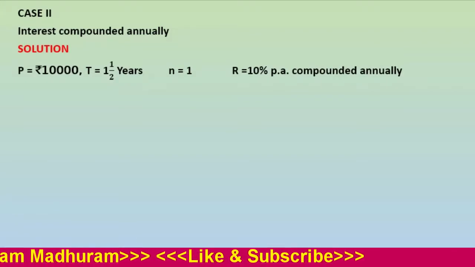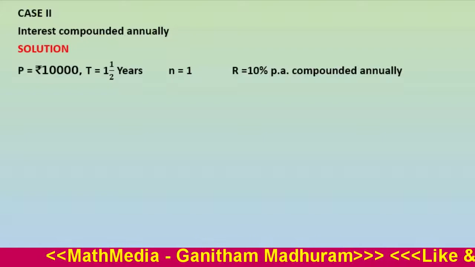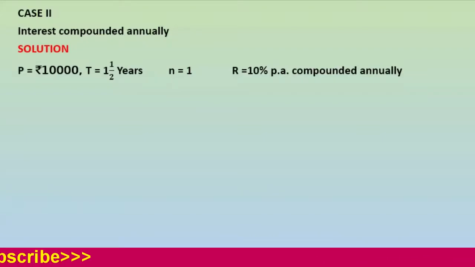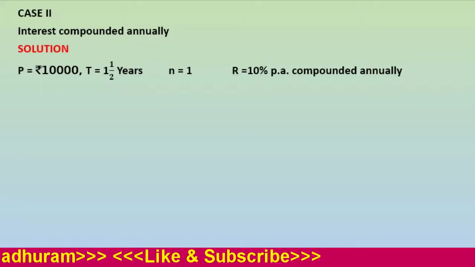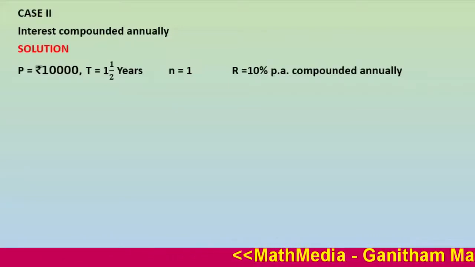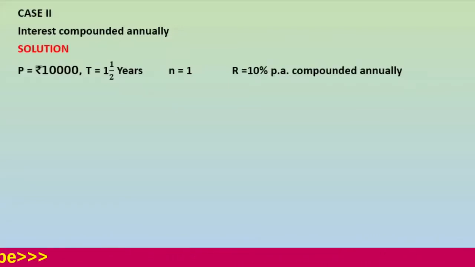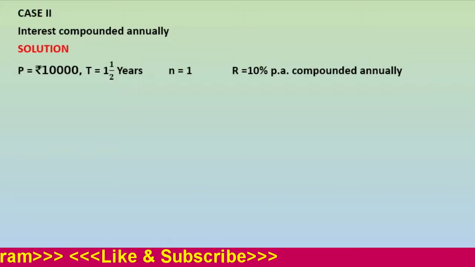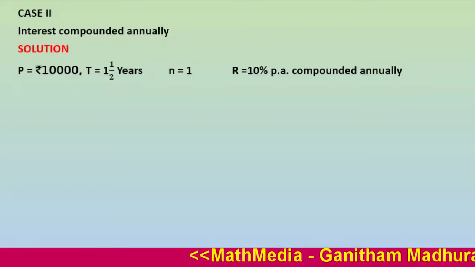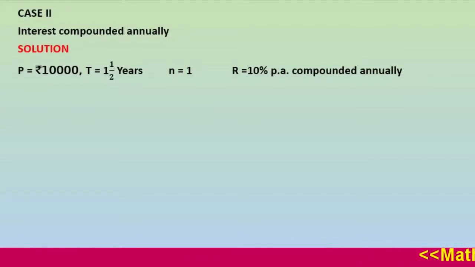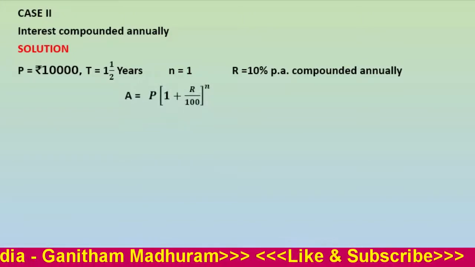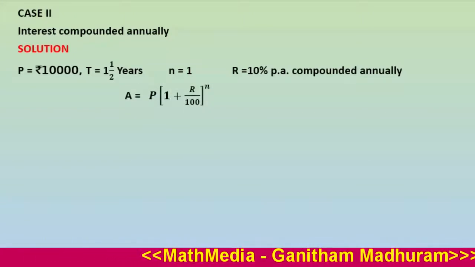So here in the question given principal equal to 10,000, time equal to 1.5 years. That means here we are taking n equal to 1. The conversion period is 1 and the remaining half year we are calculating by using the simple interest formula. R equal to 10% per annum compounded annually. So we can apply this in the formula of compound amount calculated annually. Can you say the formula? Yes. Amount A equal to P into 1 plus R upon 100 raised to n.